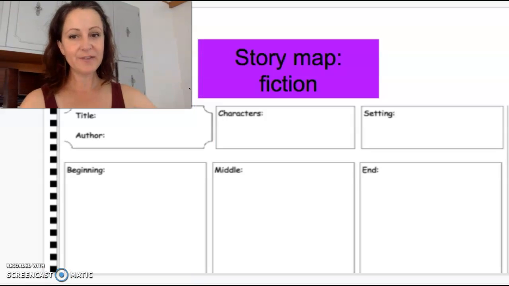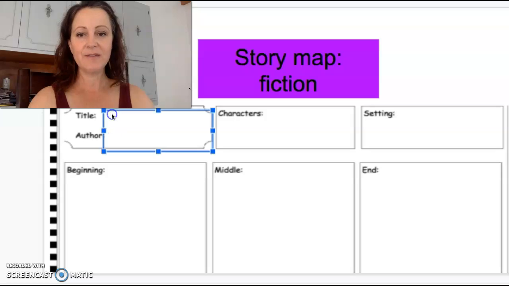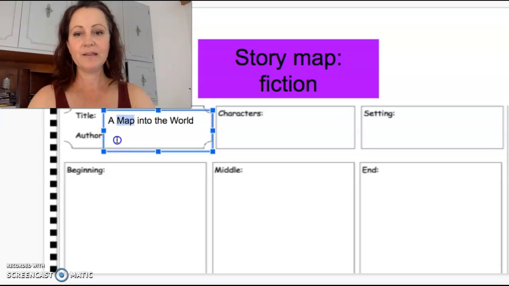Now we're going to practice for fiction, just like we have done in the past. So this first box says title, and this is where I would type in the title of my story, which is A Map into the World. And the author, we do know, her name is Khao Kalia Yang.